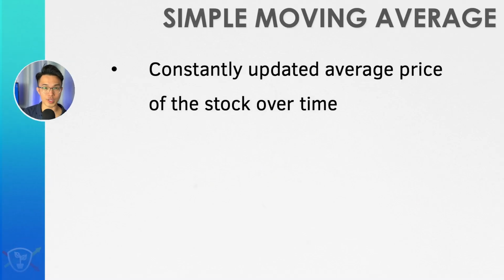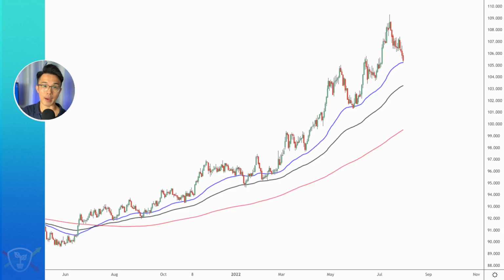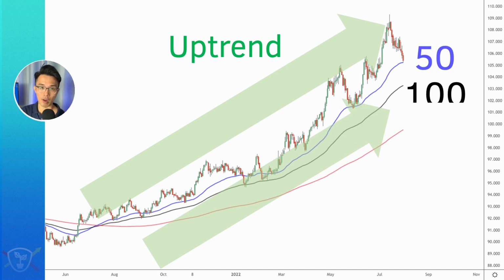Okay, so why do we use moving averages? What is the advantage? Basically, it helps us to smooth out the price data so that we can see what the trend of the market is. In an uptrend, we want to see the moving averages also moving up along with the price. We also want to see that the smaller moving averages are stacked above the larger moving averages.